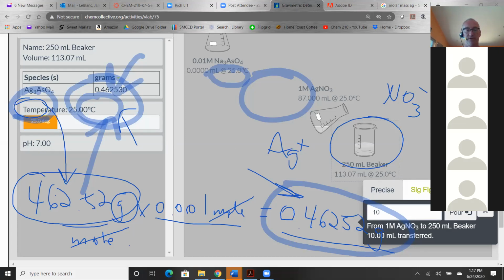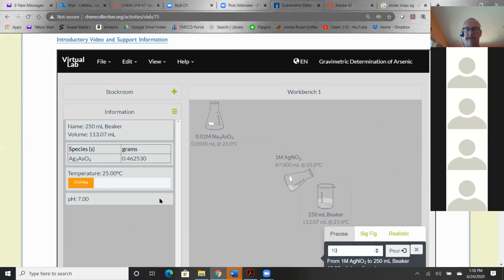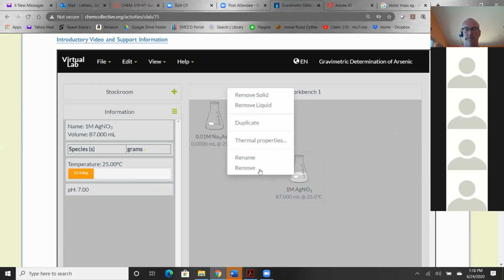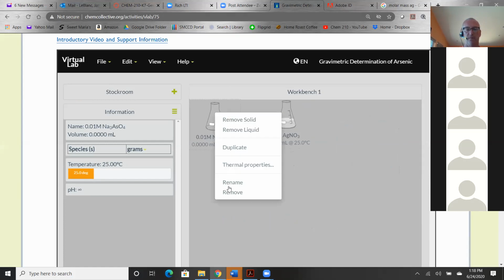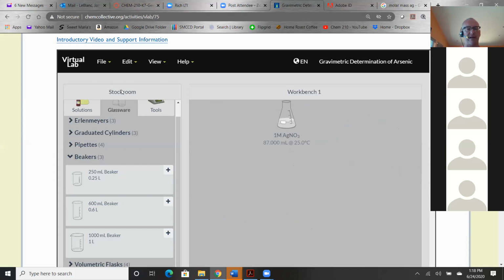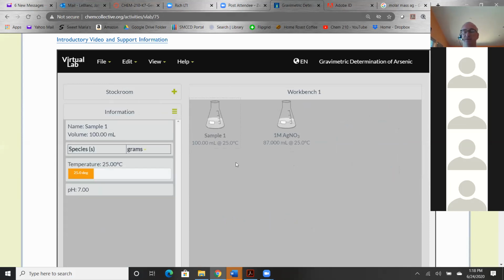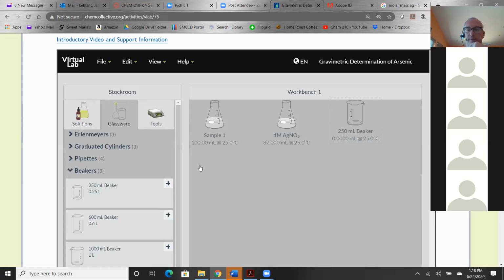So I'm just going to sort of do one without the calculations. You're going to have to do the calculations. So let's get all this stuff off, so remove, I guess we can leave that here and remove that. Remove. So go back to the stockroom, click on solutions and go sample 1. And it's up to you to decide, oh, and let's pick out something to put it in. Stockroom, glassware, beakers, there we go.